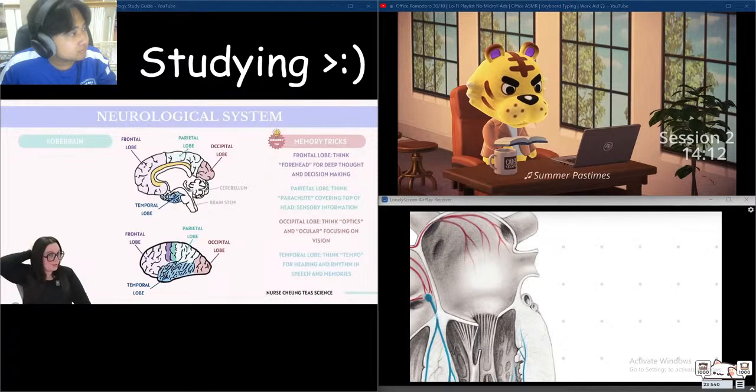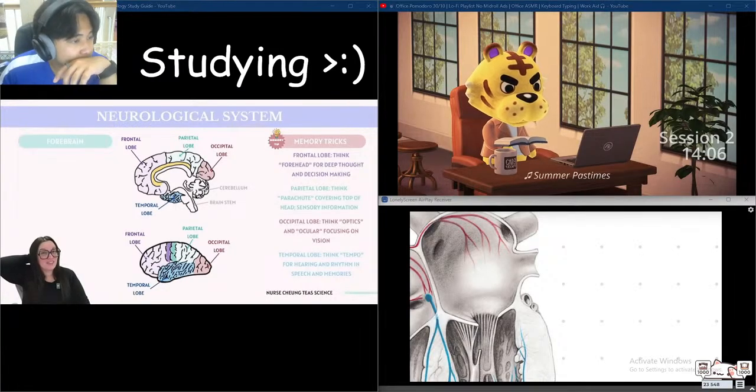Our occipital lobe, which is located here in the back, connects to our optics and our ocular, focusing on our role when it comes to vision. And then lastly, when it comes to the temporal lobe, which is kind of right here on the side, I want you to link it to tempo when it comes to music, reflecting on its connection when it comes to hearing and rhythm in speech and memories.